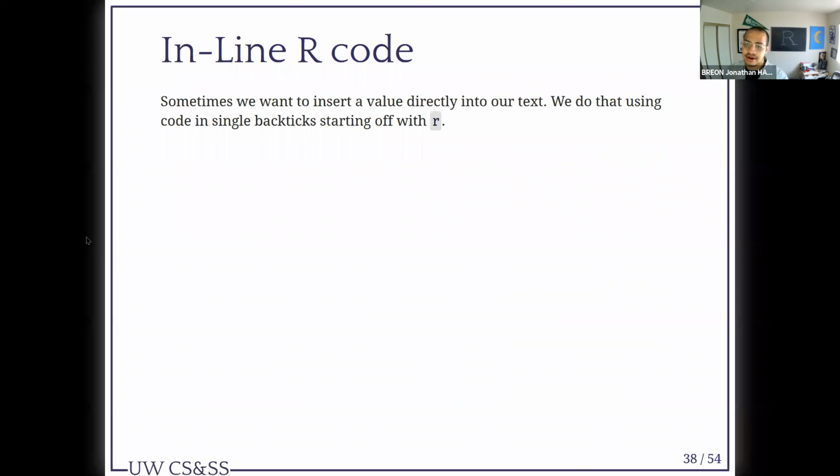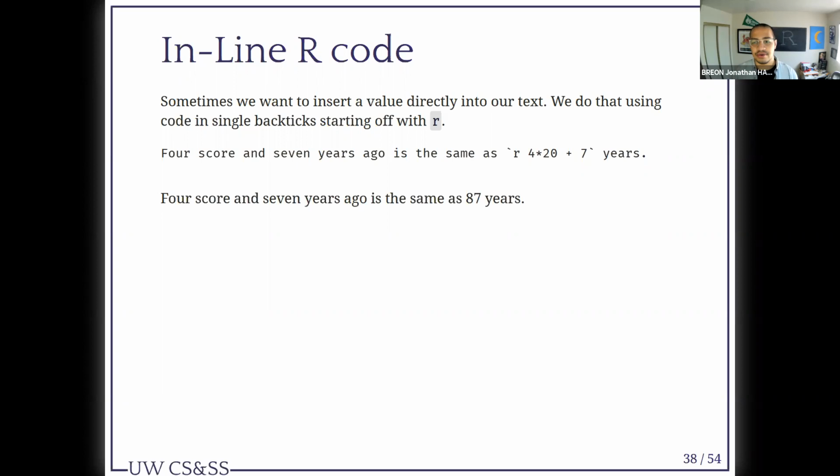We can use inline R code. Sometimes we want to insert a value directly into the text of what we're writing. We do that using code in a single backtick, starting off with a lowercase r. So this is an example of something you could write within your document. 4 and 7 years ago is the same as backtick, lowercase r, some R code, 4 times 20 plus 7, and then another backtick, years. And our output will look like this. 4 and 7 years ago is the same as 87 years.